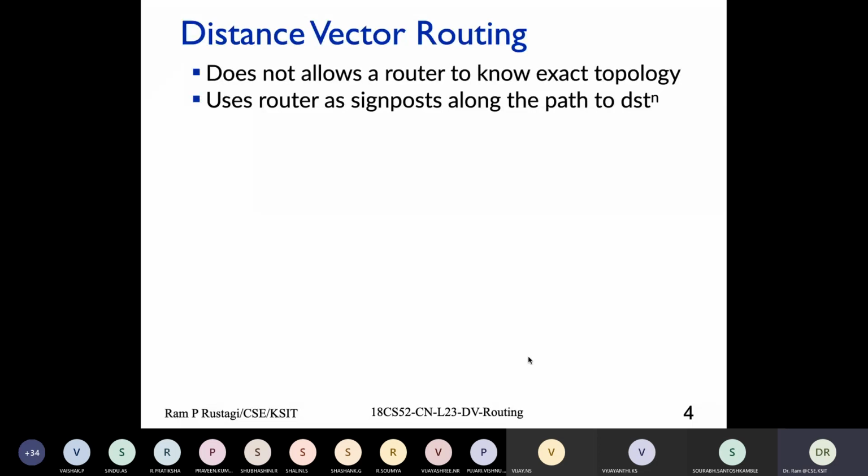So you can look at a router as a signpost on a path to the destination. When you travel in a two-wheeler or a car or any vehicle, when you come to a crossing, you see a signboard with the destination, how far away it is, and whether you need to take a left turn, a right turn, or go straight. So a crossing could be a router. The packet comes in, it looks at the routing table, forwards the packet, and goes on.